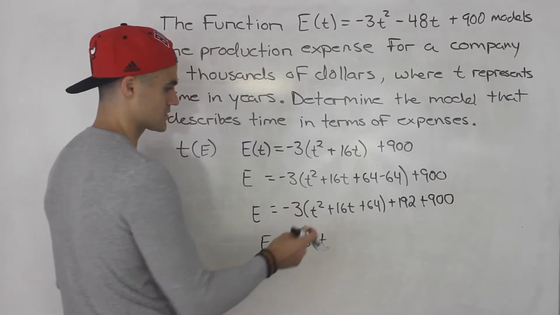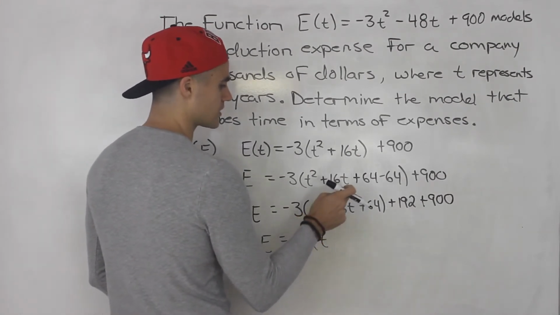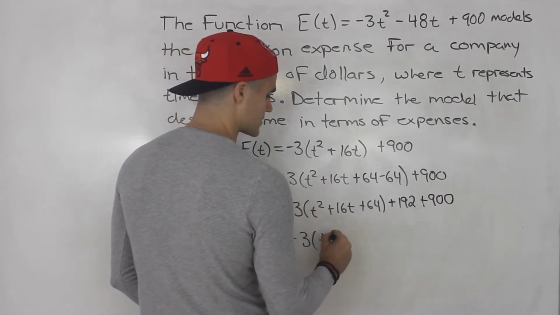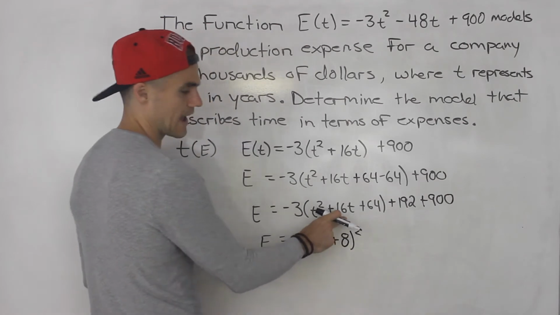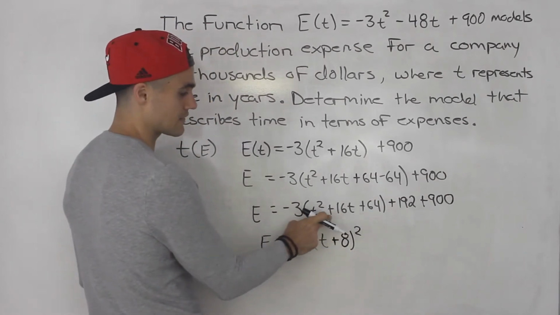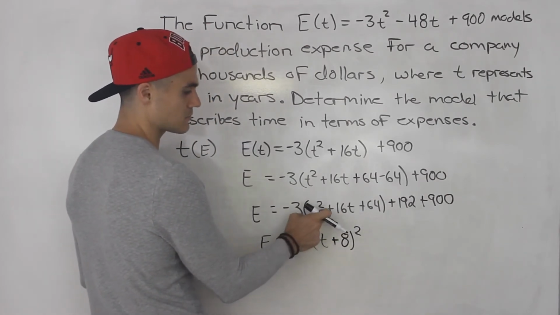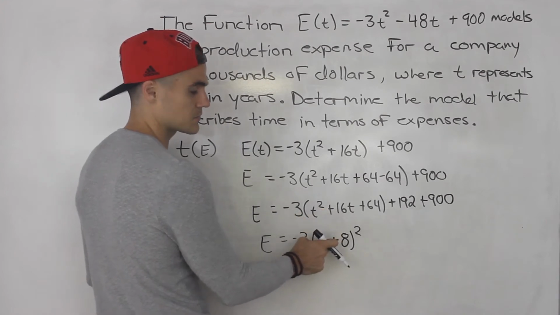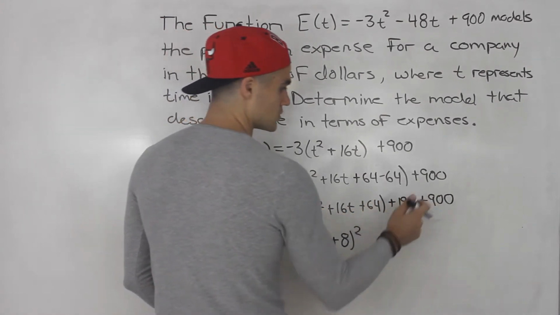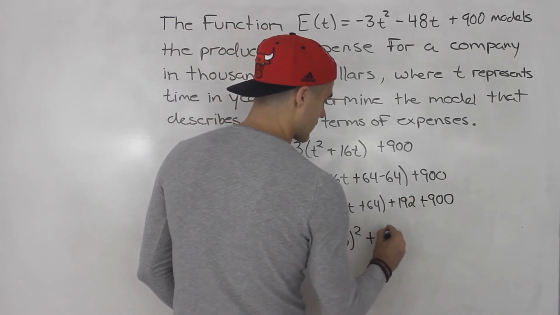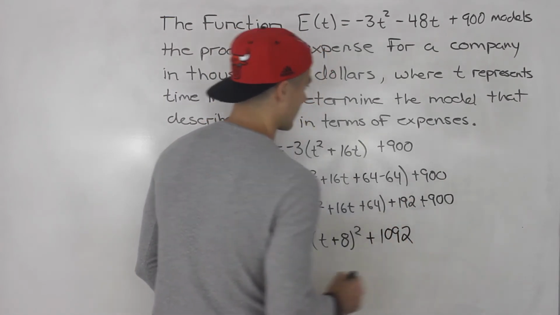simple trinomial. So t squared plus 16t plus 64 factors into t plus 8 squared. This number is always going to be half of that number, right? And this sign is always going to be that sign. So if this is minus 16t, this would have been t minus 8 here. And then 192 plus 900 gives us 1092.